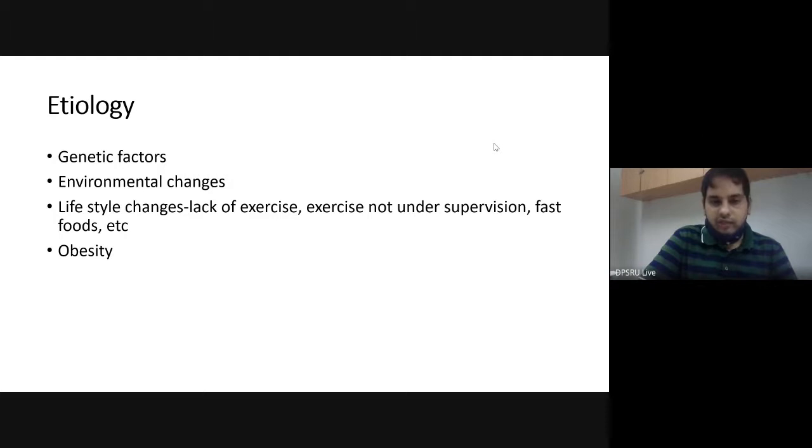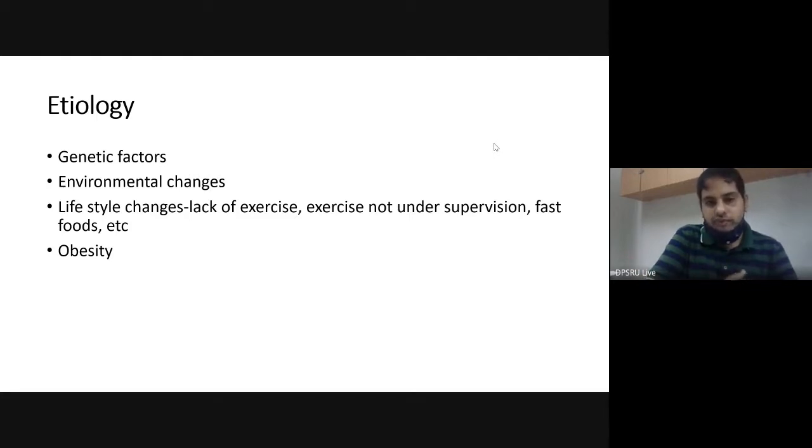The environmental changes, of course, day by day, year by year, pollution is increasing. We are inhaling this pollution, and these microparticles are deposited in the lungs, and in the lungs they cause structural changes in the proteins. And due to changes in the structure of our own body proteins, our immune system thinks it's non-self, it's not our body's part. So it attacks these proteins and results in an autoimmune disorder. It creates autoantibodies, right? You all know the process of generation of antibodies in the body.